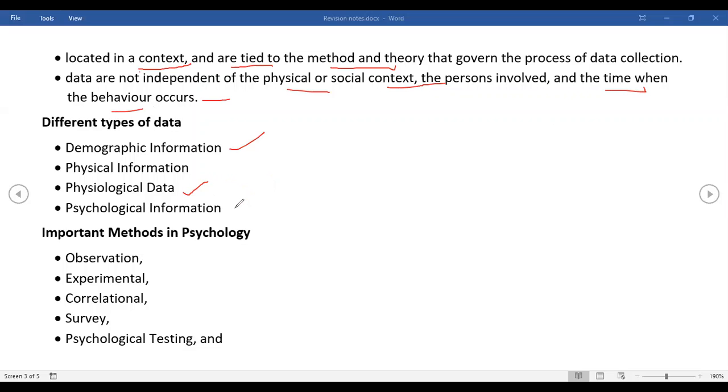What is behavior? Behavior is related to psychological information. Physical information is subjective. Persons involved, so data are not dependent. What are the types of data? Demographic information, physical information, physiological information or data, and psychological data.